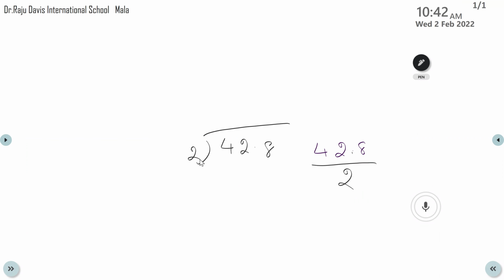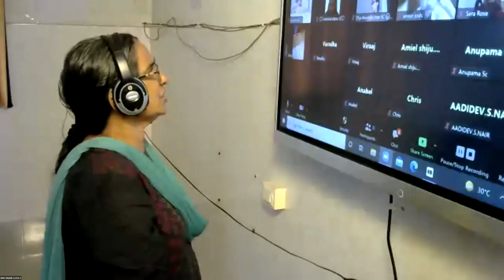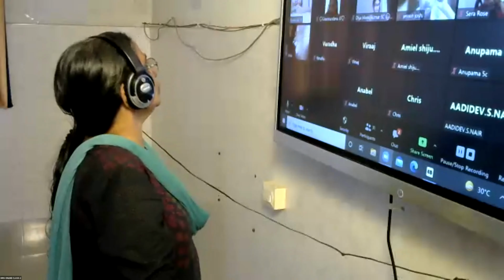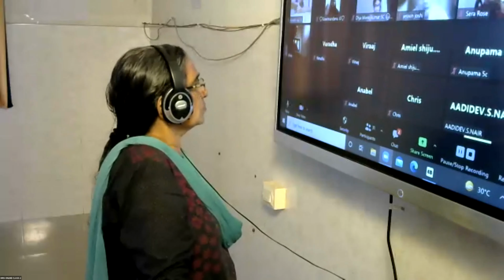How many times is it possible? LCM, now? Like LCM itself? Not LCM. 42.8 divided by 2. This is a decimal number. Yes, what is your doubt now, Adidev? Ma'am, why are we taking 2? You are dividing with the 2 because 42.8 rupees are there. Ma'am, my doubt is, is it like LCM, right? Because in LCM, we start with the smallest number with the table.